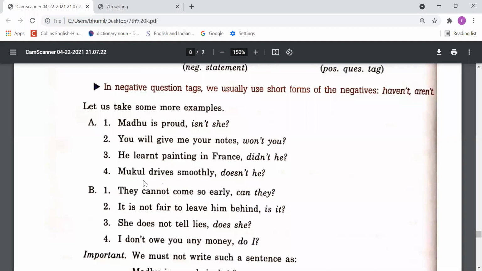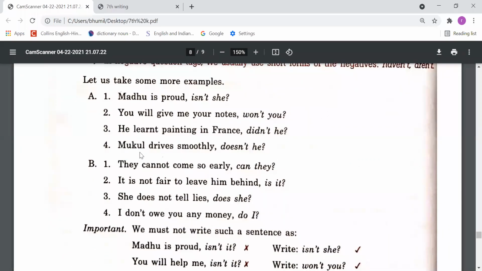Mukul drives smoothly, doesn't he? I told you whenever there is a third person singular form, like s or es form, in that case we need to mention does, right? Like you can say that Mukul is a boy name, so according to the boy name, we need to mention he here. And according to a girl name, we have mentioned she, right?